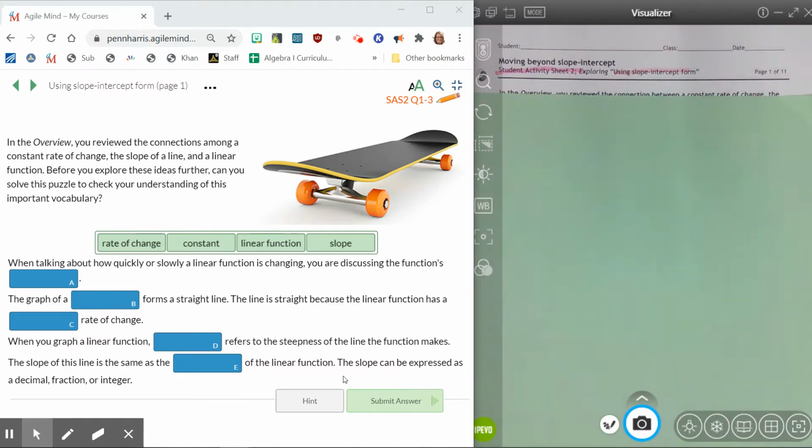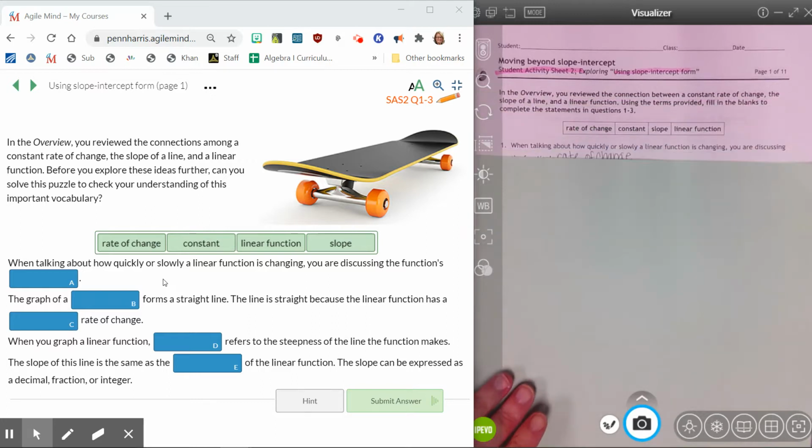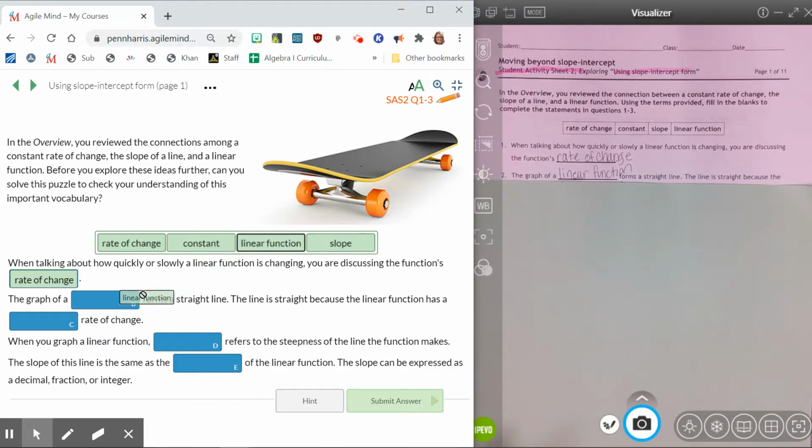Okay, so in the overview, we talked about connections between constant rate of change, slope of a line, and linear functions. Let's just do a quick check here. When talking about how quickly or slowly a linear function is changing, we are discussing a function's rate of change. A graph of a linear function forms a straight line. The line is straight because the linear function has what we call a constant rate of change.